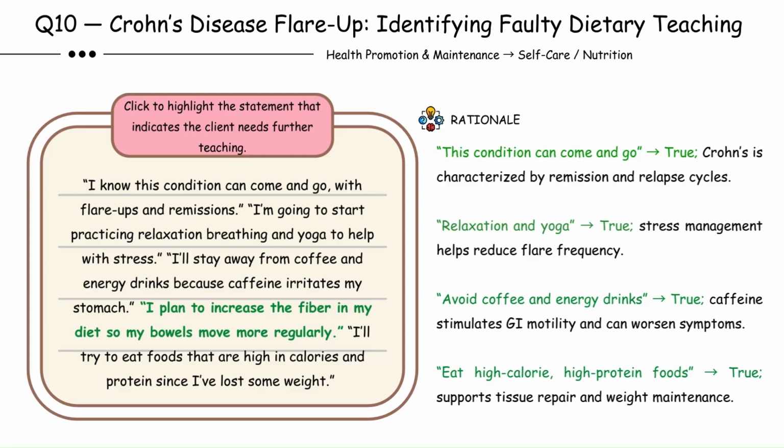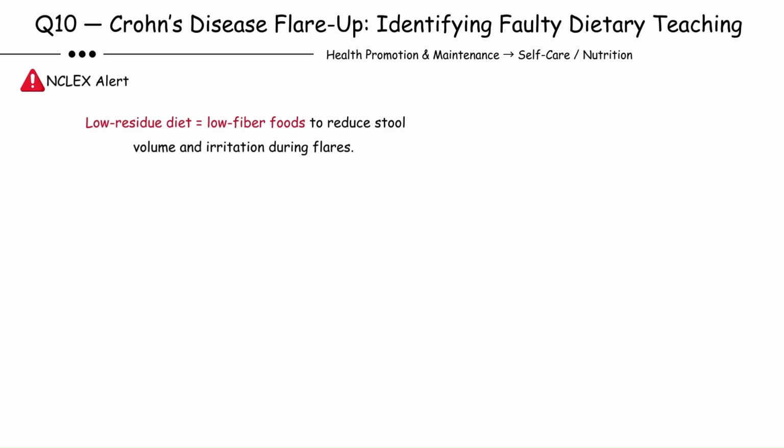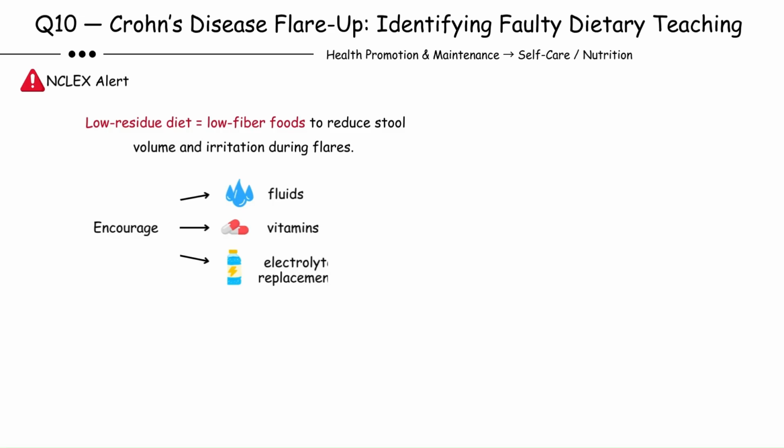Here are a few key NCLEX alerts to remember. During a flare-up, think low residue diet, low fiber, low roughage, minimal bowel stimulation. Encourage fluids, vitamin supplementation, and electrolyte replacement to prevent dehydration. Avoid alcohol, caffeine, nicotine, and raw roughage until inflammation settles.